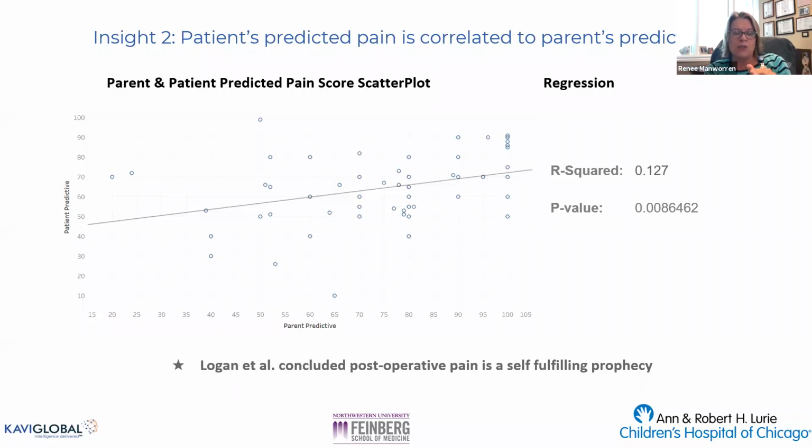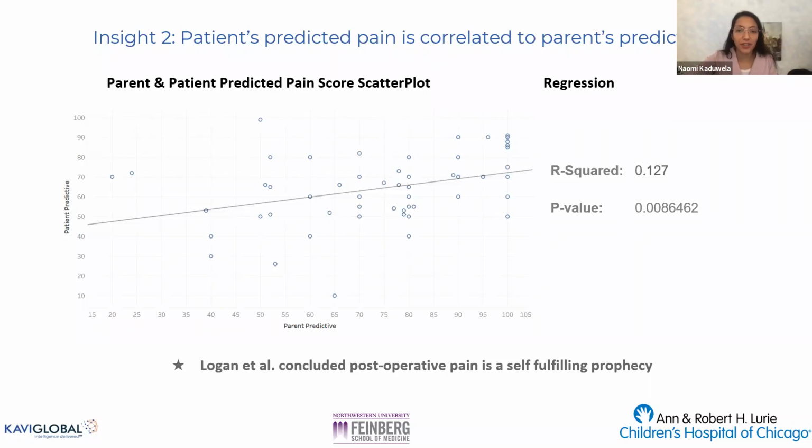We did this also because Logan et al. had concluded that if patients predicted that they were going to have a lot of pain, then they actually postoperatively had a lot of pain, and concluded that pain was a self-fulfilling prophecy. So this is one of the things that I had asked the team to look at.